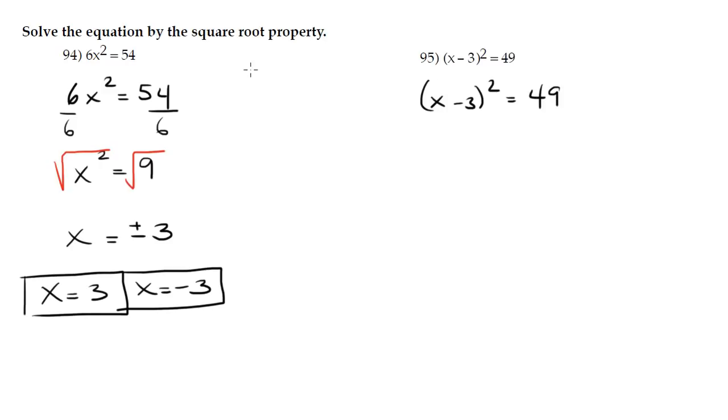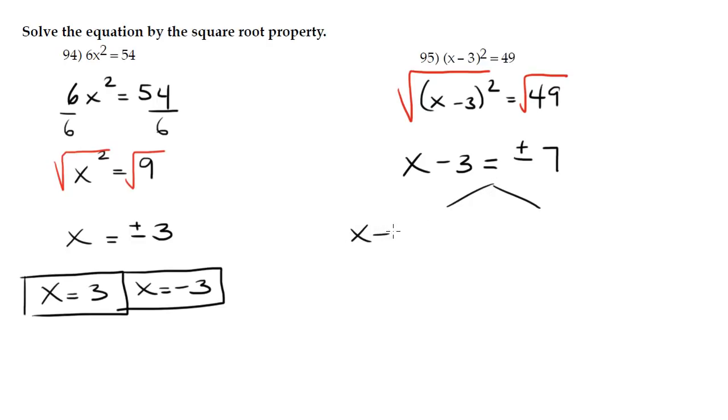This quantity is squared, so I can use the square root property here. Take the square root of both sides. Square root of x minus 3 squared is just x minus 3. And this equals plus or minus 7. So I have two solutions here. X minus 3 equals 7. X minus 3 equals negative 7.